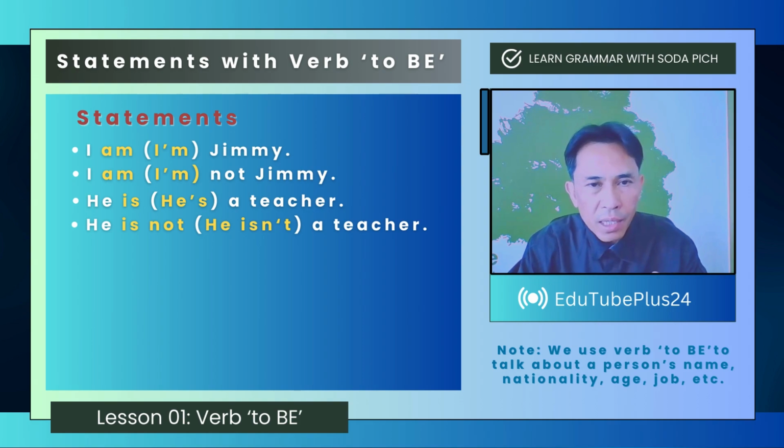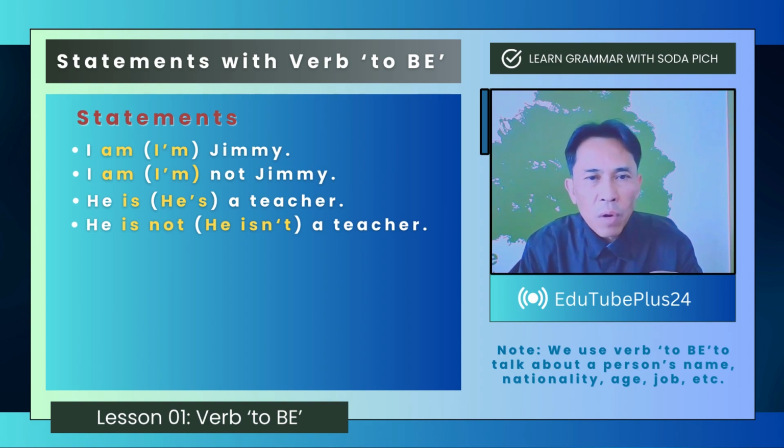So, as you can see here, when we make a positive statement, for example, I am Jimmy or I'm Jimmy, your verb to be am comes after the subject I. And he is a teacher or he's a teacher, the verb is comes right after the subject he. Now, let's say you want to make it a negative statement. All you have to do is add the word not after the verb to be. So you could say, I'm not Jimmy, or he's not a teacher.